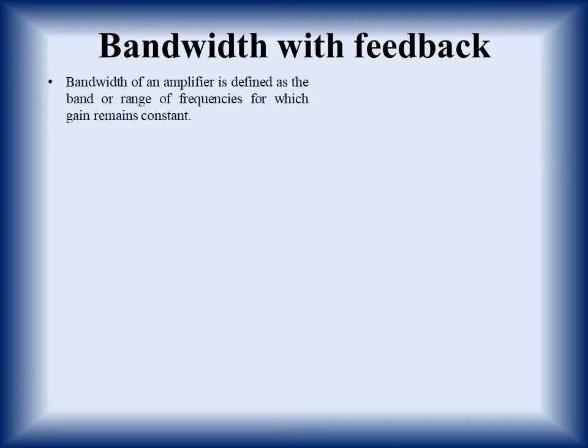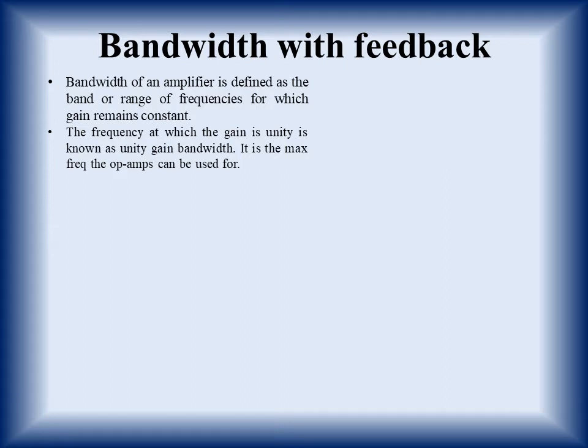Next is bandwidth with feedback. Before discussing bandwidth with feedback, we'll discuss some of the equations. First of all, what is bandwidth? The bandwidth of an amplifier is defined as the band or range of frequency for which gain remains constant. The range of frequency from frequency F1 to frequency F2 over which the gain remains constant, that is bandwidth.